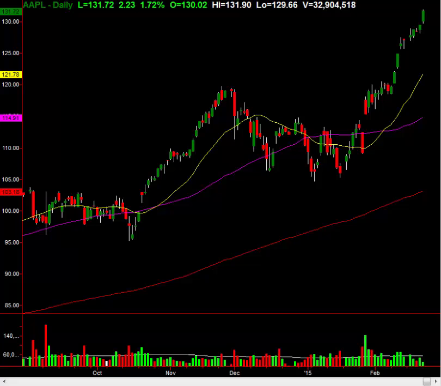So I want to go over Apple today, and I want to talk to you about symmetry and how I arrive at key max move levels on the charts.